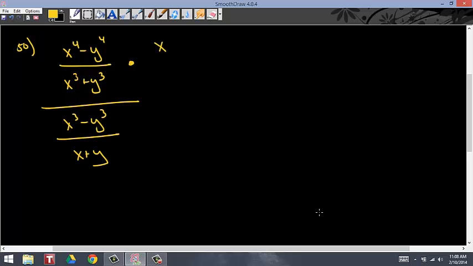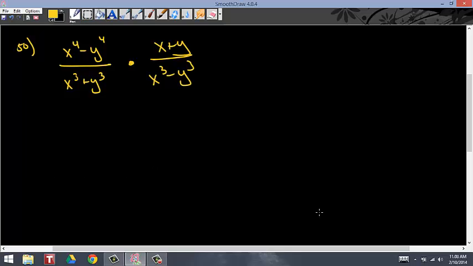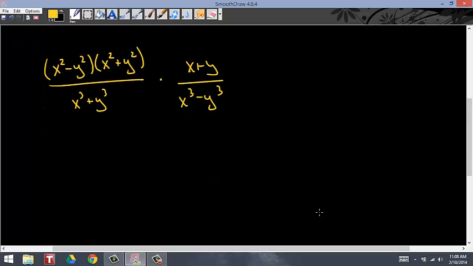If I do this, is everyone okay with me doing that and replacing this thing and getting rid of it? Yeah? Okay, cool. So now we got to factor this thing. This is a bare factor problem. The top is going to become x squared minus y squared times x squared plus y squared over x to the 3rd plus y to the 3rd times x plus y over x to the 3rd minus y to the 3rd. Okay, now, we can still factor a bunch of things.